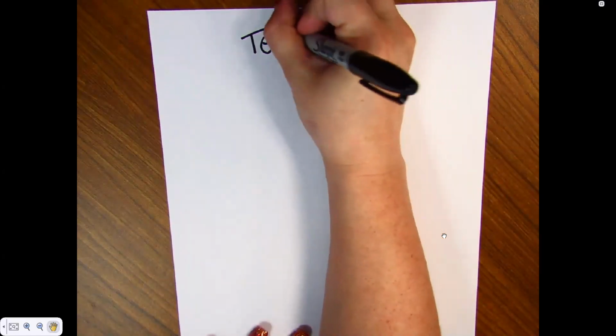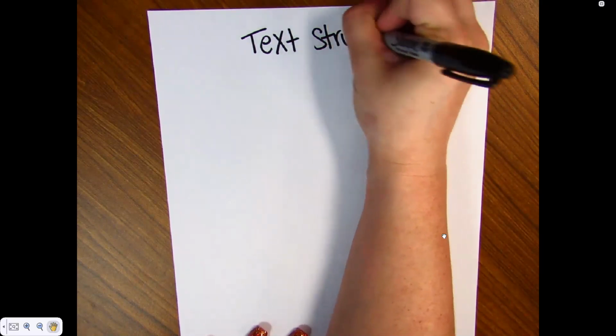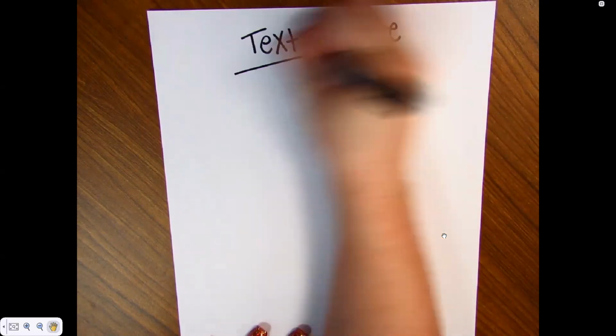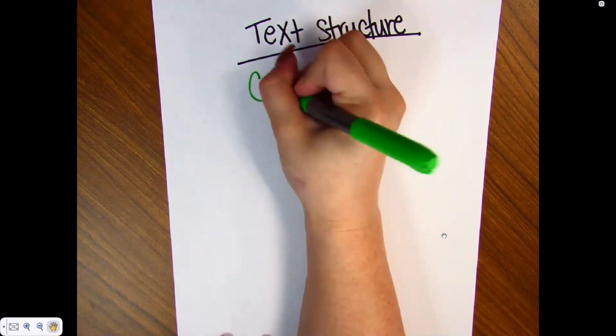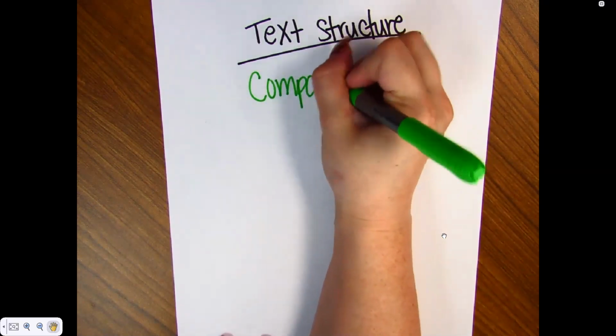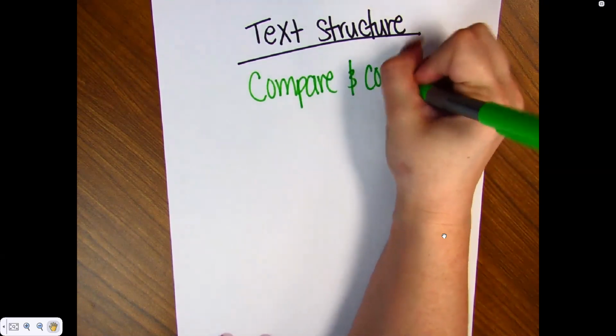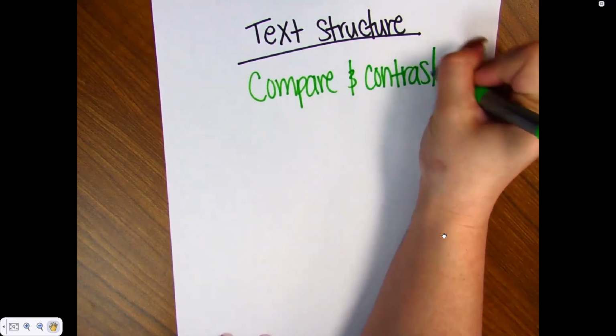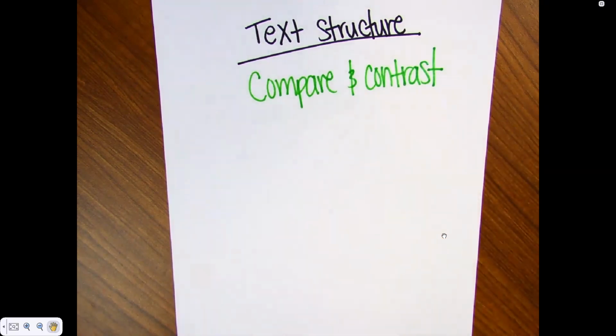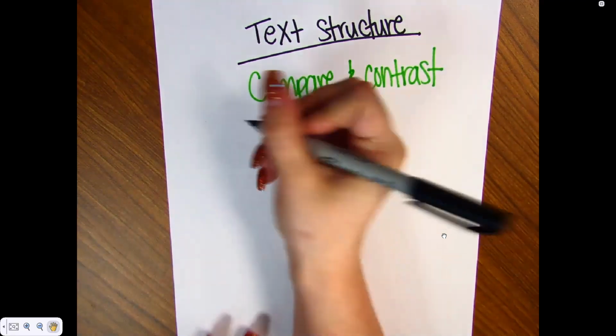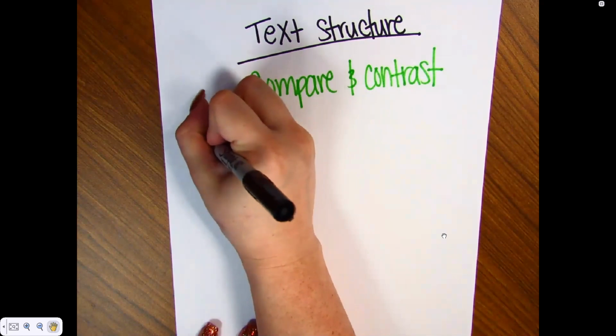Right? This is our third one we're talking about. Text structure. And this text structure that we're looking at is compare and contrast. Comparing and contrasting is when someone is explaining how things are alike and different.